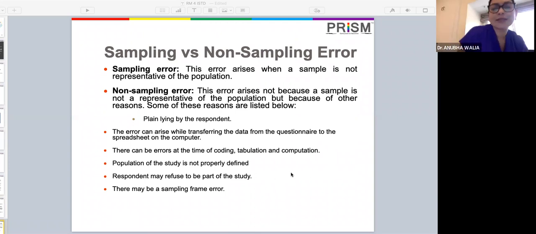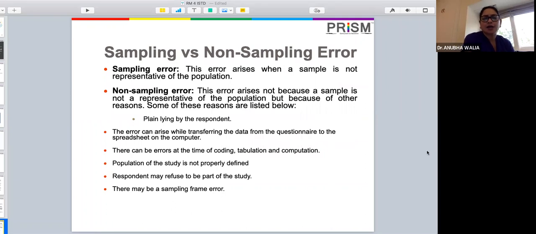What happens in sampling, and it's very, very important, is that errors arise when we take a set of samples which is not representative of the population. And there is a non-sampling error, which we also call the error that arises not because the sample is not representative of the population, but because of other reasons. The reasons could be the transferring of the data from the questionnaire, or the population is not properly defined, or it was not a part of the sampling frame. So that's how the error came up.